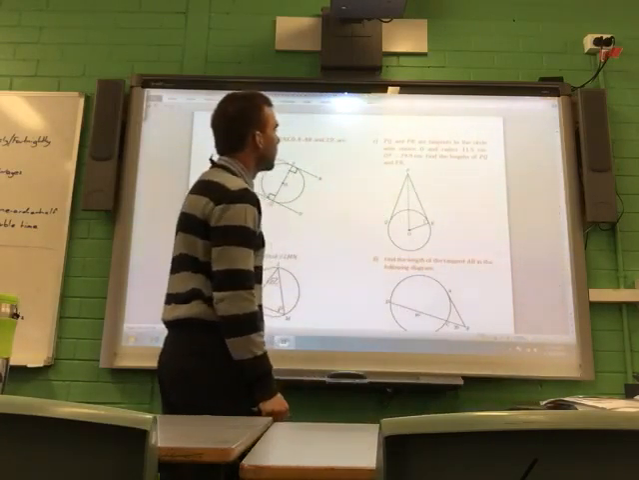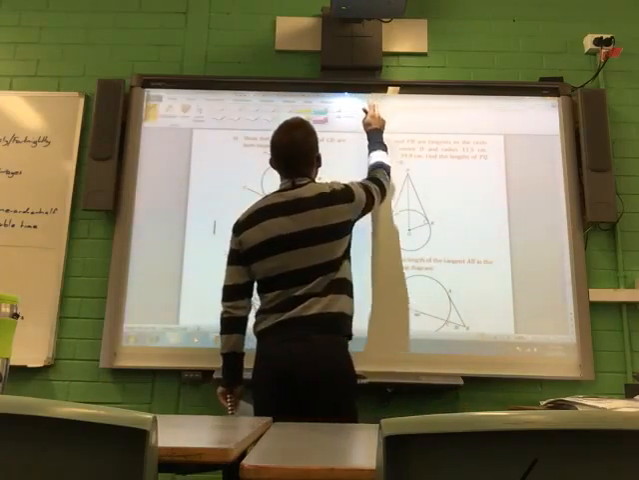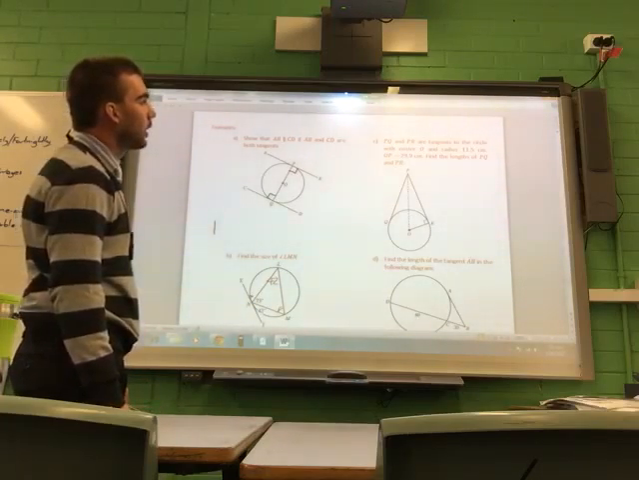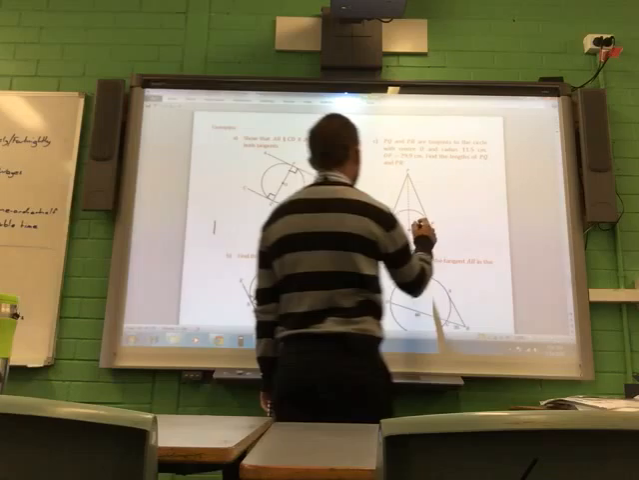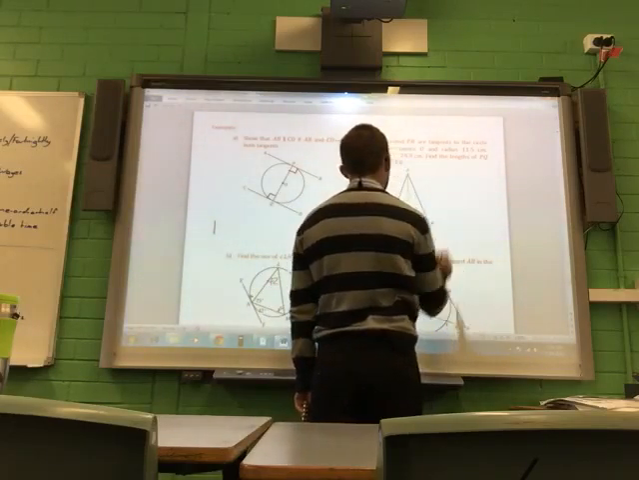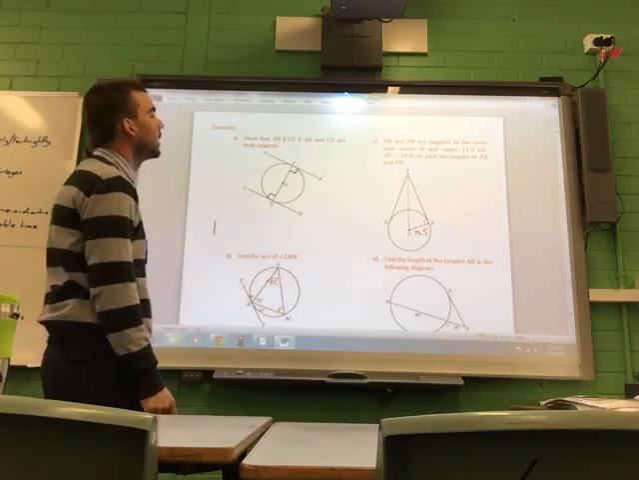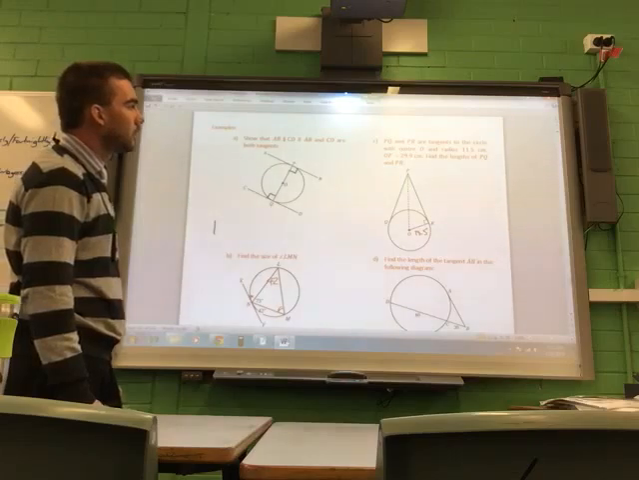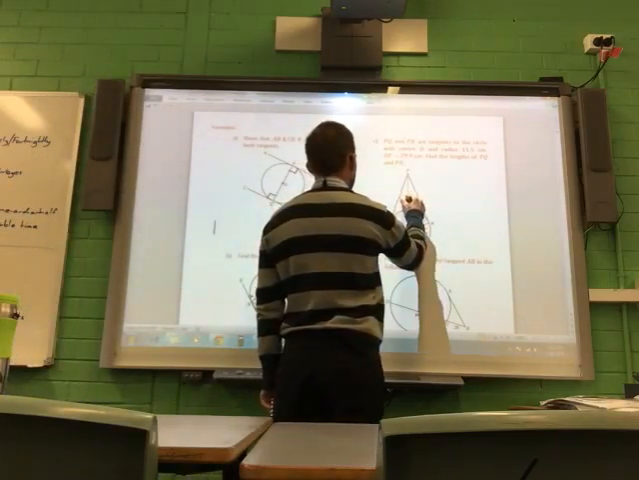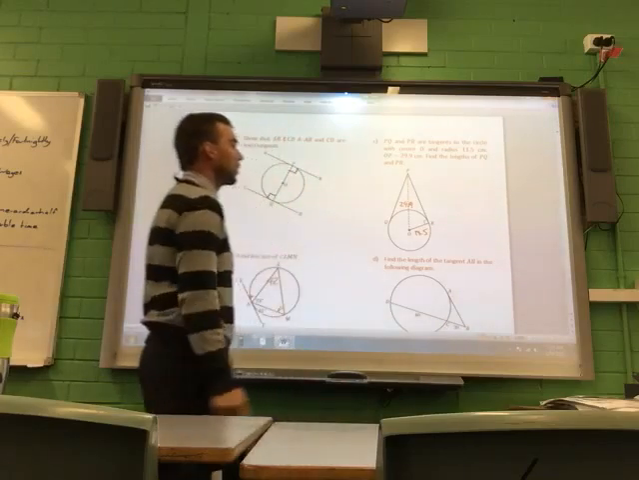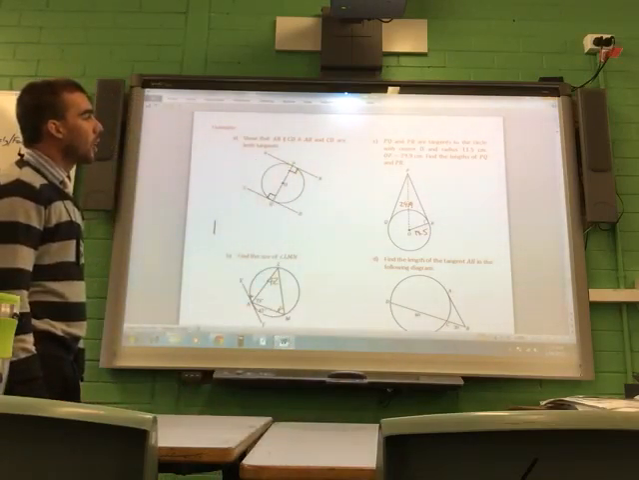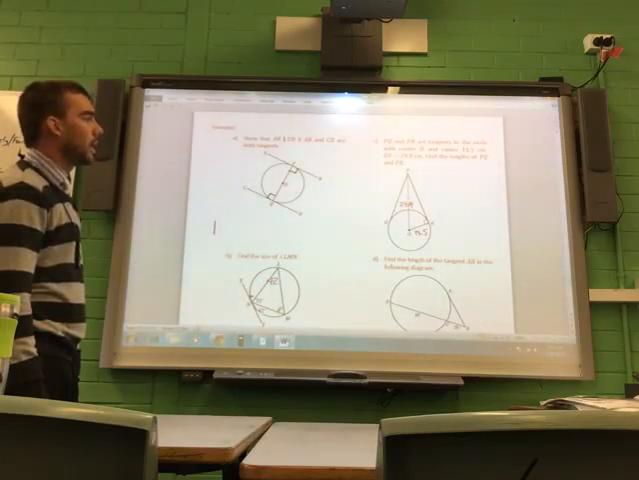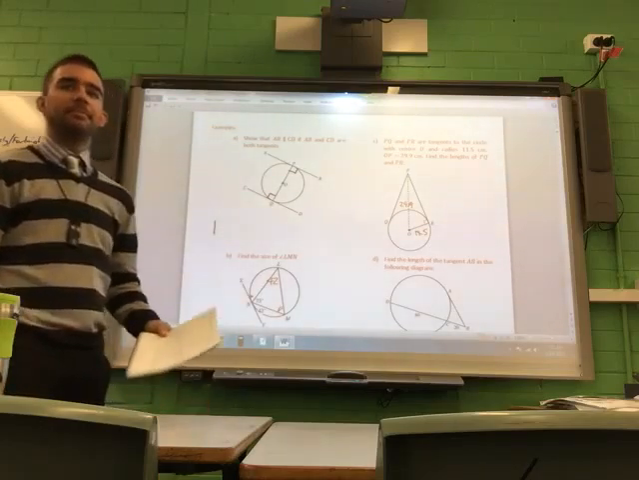Right, so PQ and PR are tangent to the circle with centre O and radius 11.5 centimetres. So we should put in that information in there. 11.5. OP is 29.9. So labelling this in the diagram as best you can. Find the length of PQ and PR.